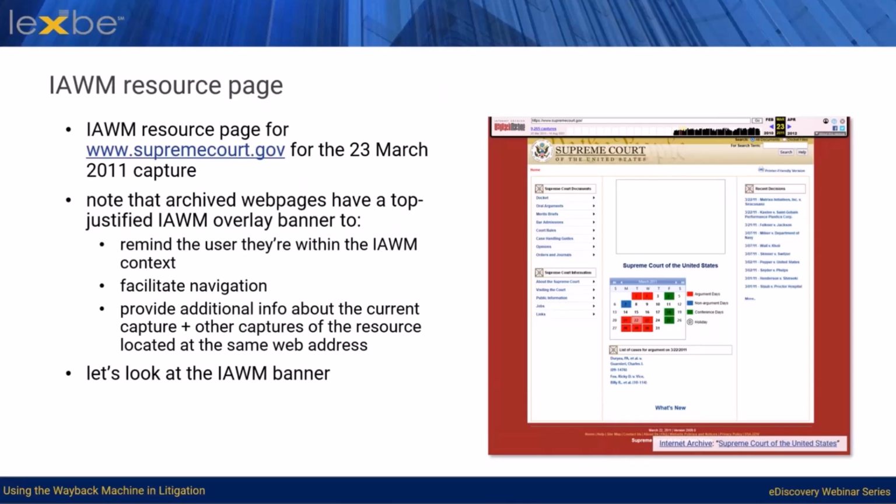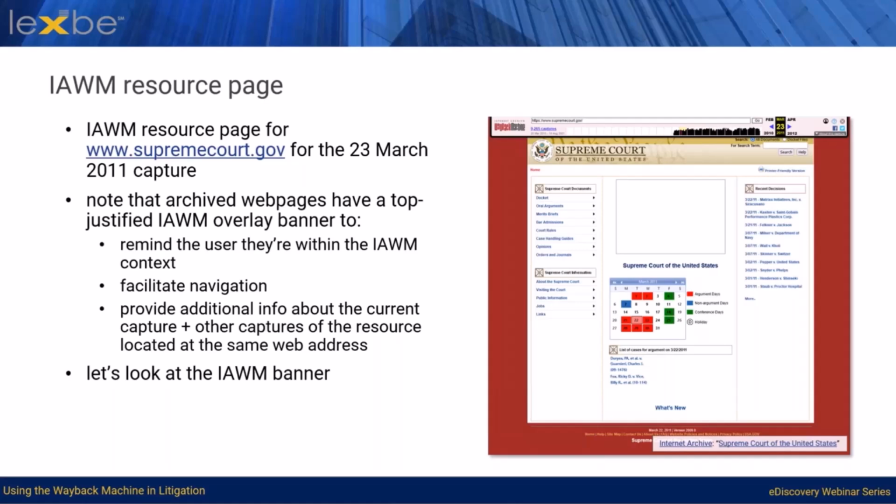This is what is called a Wayback Machine resource page, the reconstruction of an archived historical web page from a specific date. In this case, it's the U.S. Supreme Court homepage as captured on 23 March 2011. In the Wayback Machine context, resource pages render with a top justified overlay banner that serves several important purposes. It reminds the user that they're accessing archive websites in the Wayback Machine rather than live websites on the web at large. It facilitates navigation through a number of mechanisms, and it provides additional information about the current capture as well as other captures of the same web address.